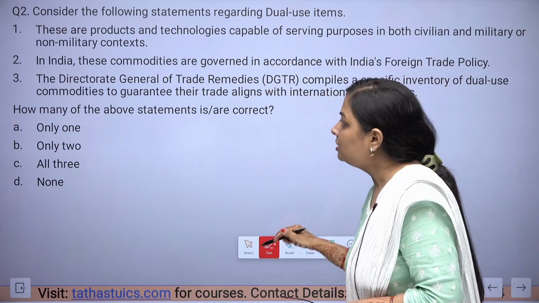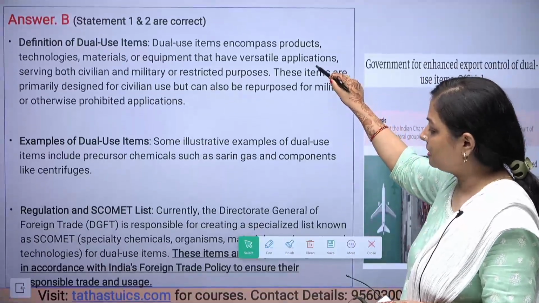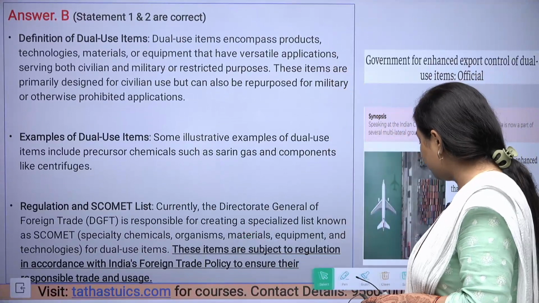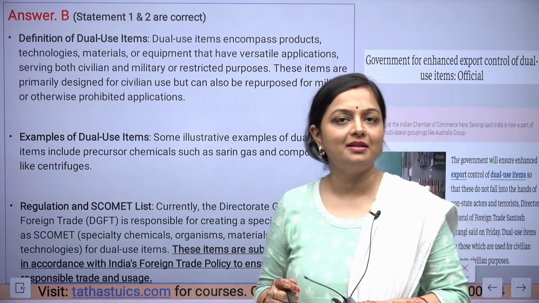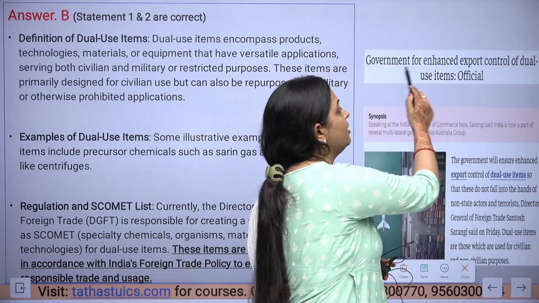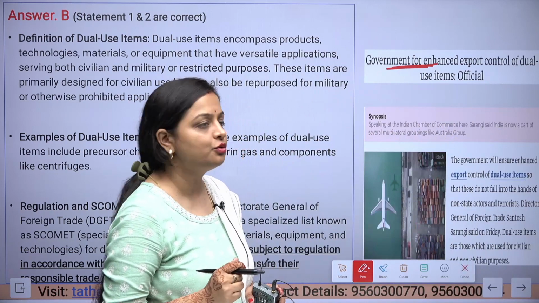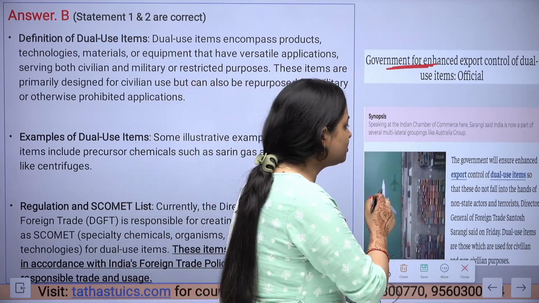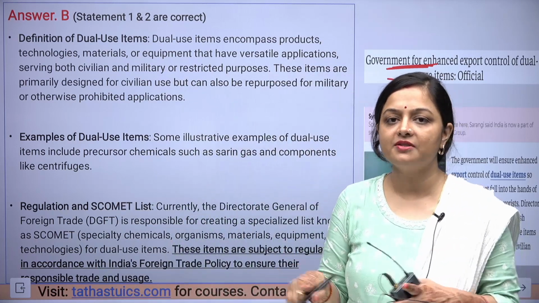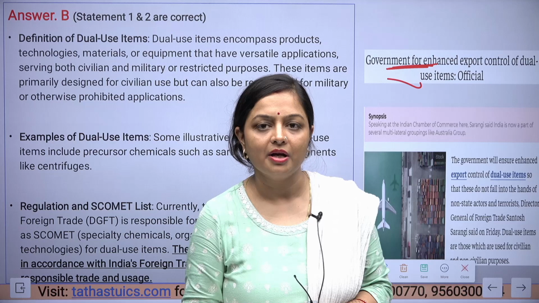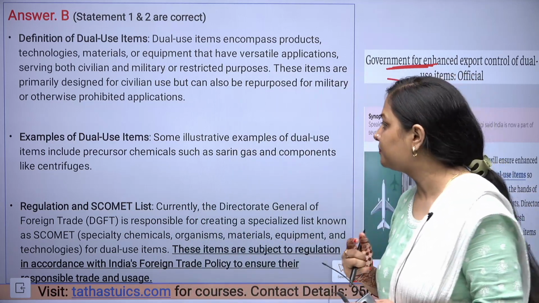Right, so here the two statements, that is the first and second one, are correct. These statements are correct and the third statement is wrong over here. Why is it in news? It is in the news because the government is going for enhanced export control of dual use items, right? So this is what the government is actually focusing on. Recently only we had seen that the trade deficit is too much. We need to export more rather than import a lot. In the DNA we covered that, right?